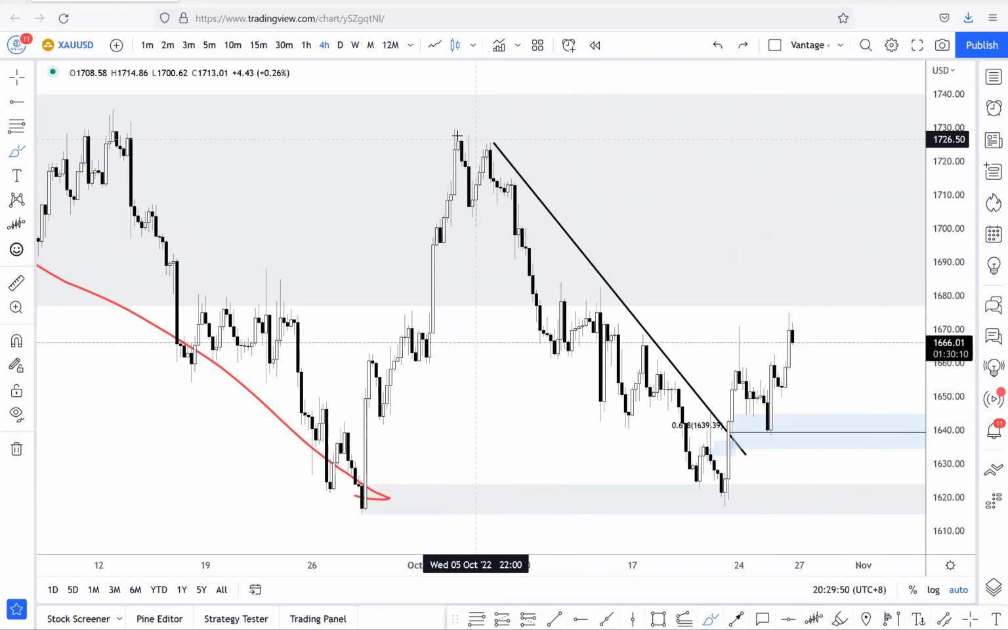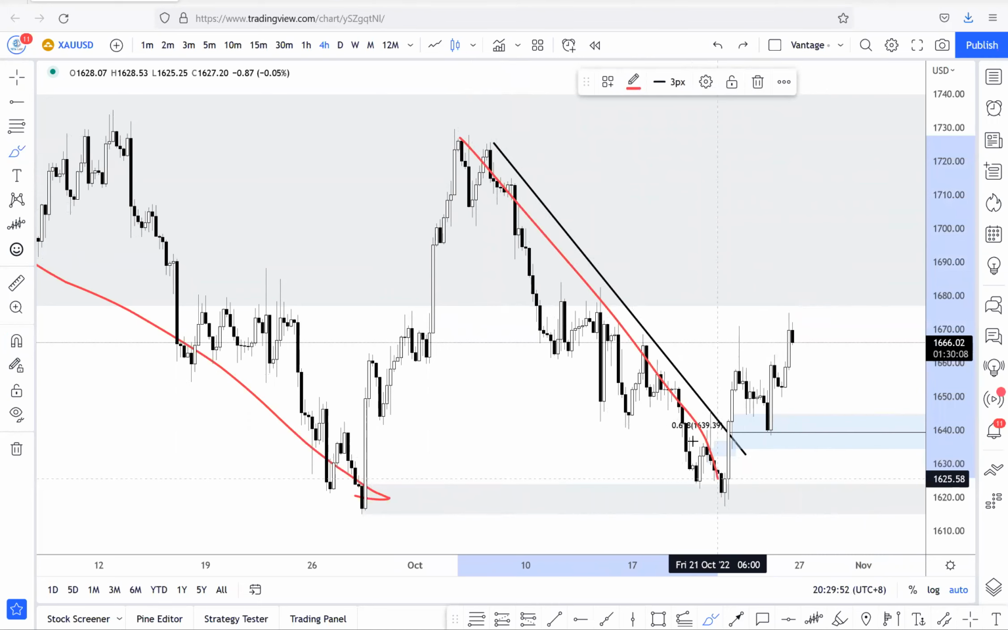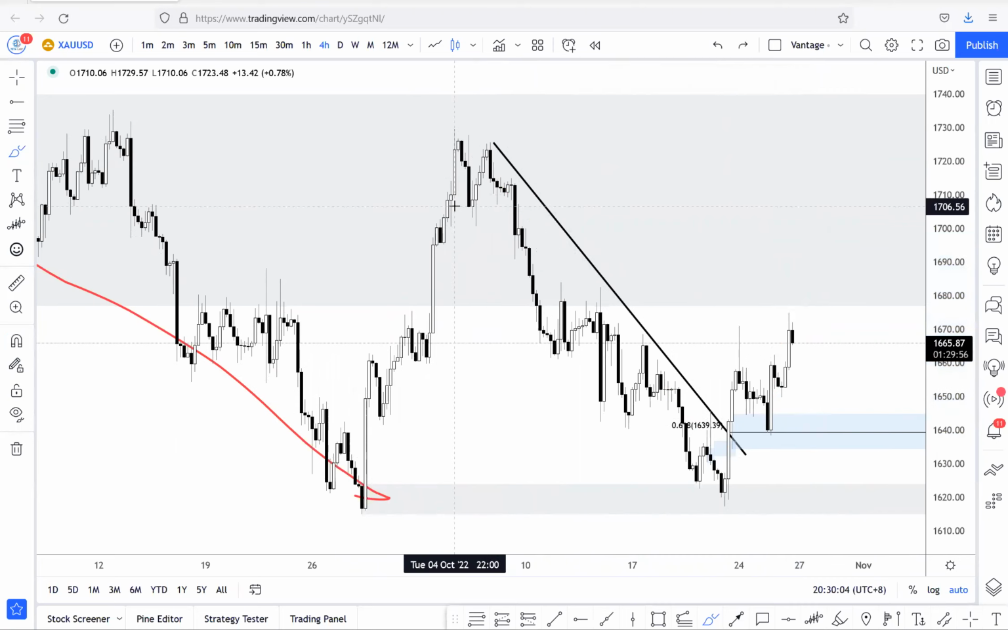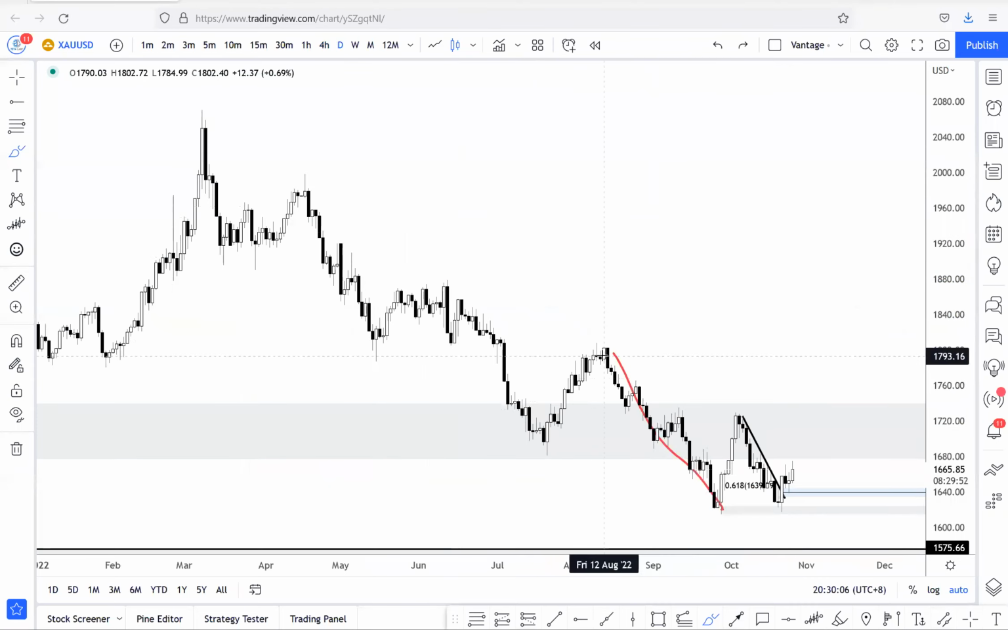So basically, this is the last leg where we saw that pullback, right? So if support areas are to be respected, what we can essentially see over here is a deeper pullback, basically a shorter term bullish move for gold into this area here. So this is the next resistance level. Let me just remove the red marking so that's clearer.